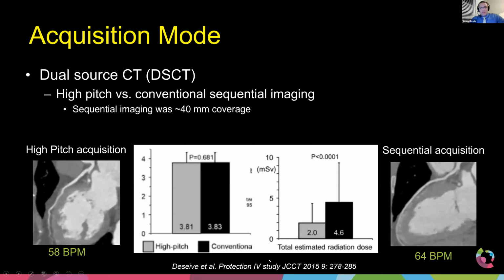So when they looked at this in 2015, once these new dual source scanners came out, once again, image quality was always the same, but the radiation dose was much lower, being able to acquire these really high pitch acquisitions compared to the step and shoot axial imaging for the 4 centimeter coverage. So we already said 4 centimeter coverage, axial step and shoot was better on the older scanners than the helical. Now we're saying that high pitch is even better than that.